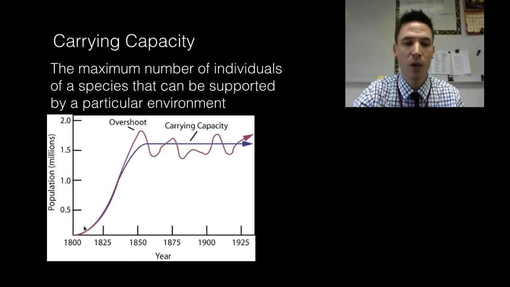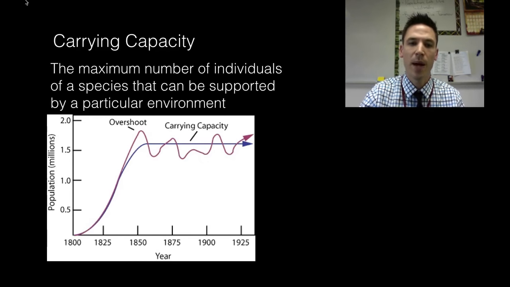Either way, when we take a look at a graph of populations, when the population eventually levels off and stops increasing and decreasing, we've reached what's called the carrying capacity.